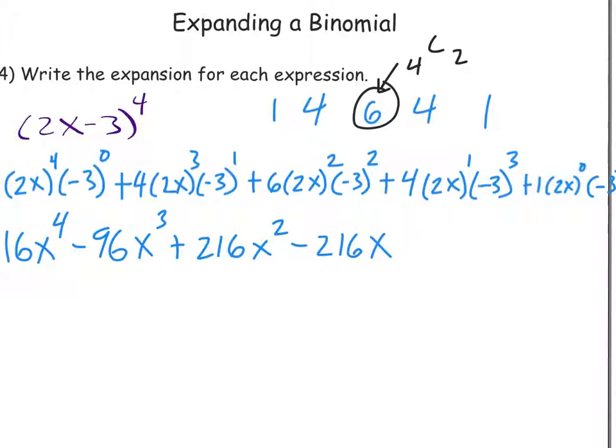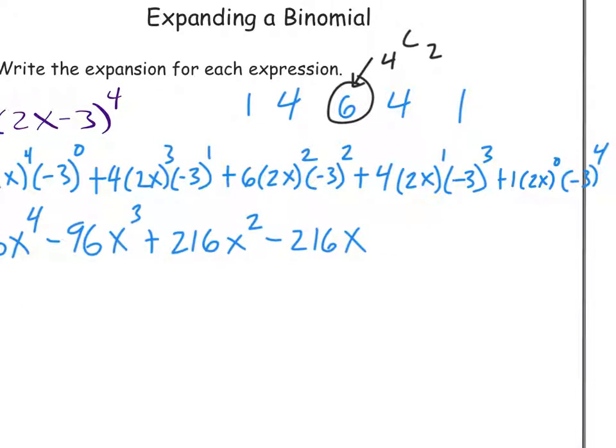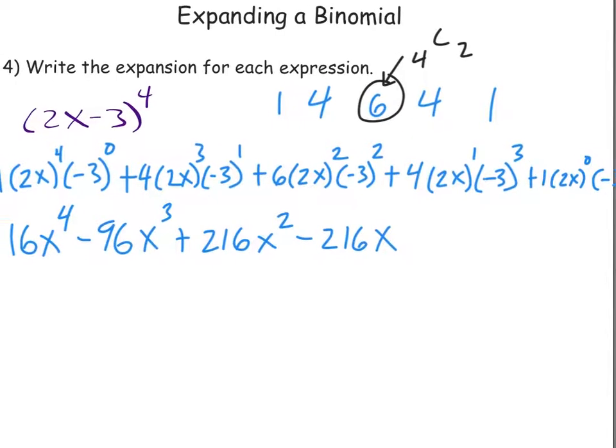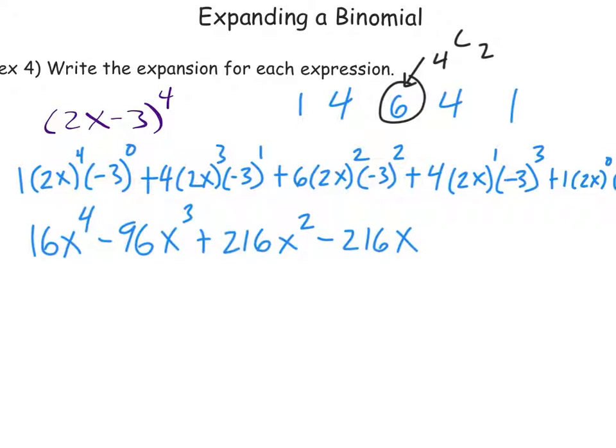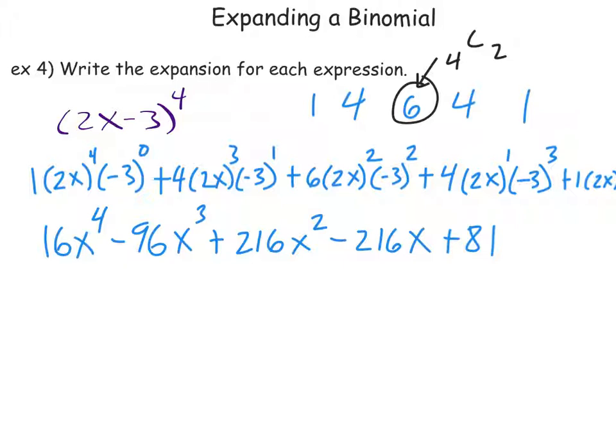And really you can't quite see it here. Let me bump it over so you can. The last term, all we really have is negative 3 to the fourth, because the 2x is to the 0 power, and that is 81. Okay. There's your final simplified answer. That one had a little bit more going on. It had a 2x instead of an x, had a minus sign instead of a plus, and then we upped the power to n equals 4 as opposed to 3.